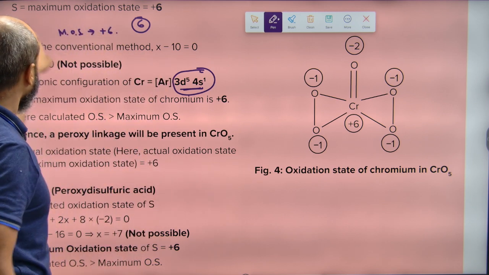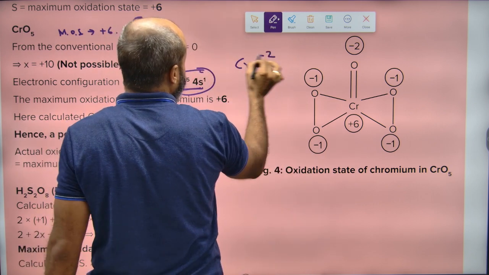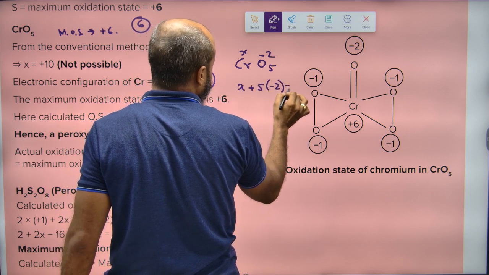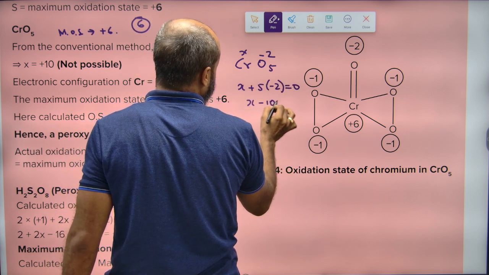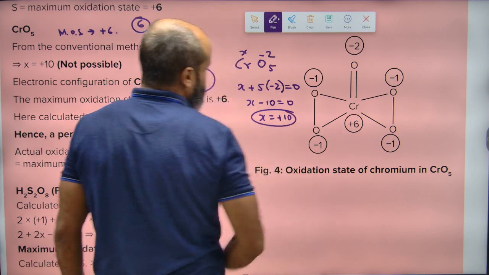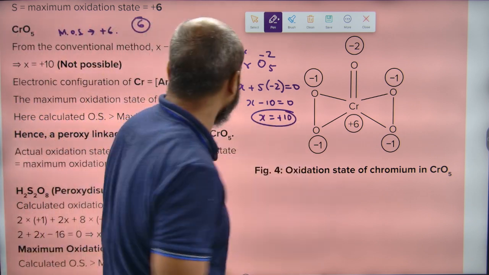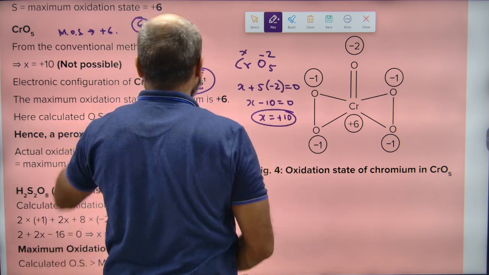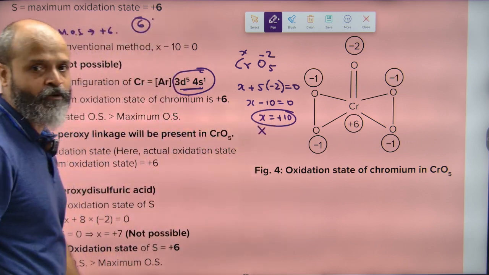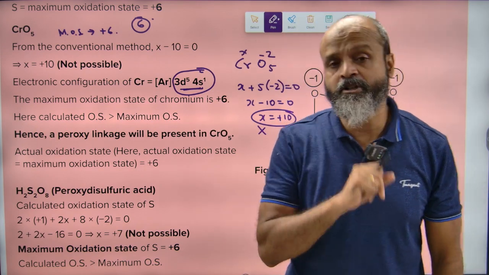Now let's look at CrO5, which means here we have -2, here we have x. x plus 5 into -2 gives you 0. x minus 10 gives you 0. So x becomes +10. Obviously, the calculated oxidation state for chromium comes out to be +10. However, the maximum oxidation state that is possible here is +6. So would this be possible? Obviously not possible. So we will have to go deep into the structure of chromium.